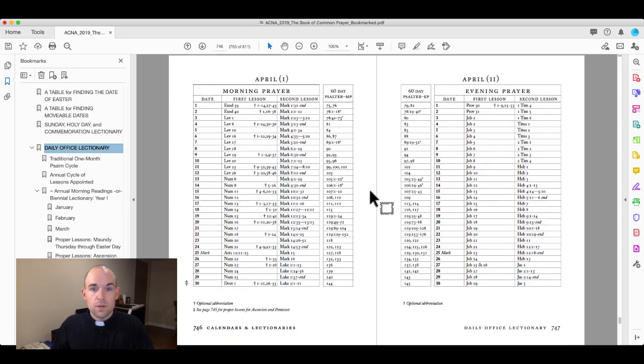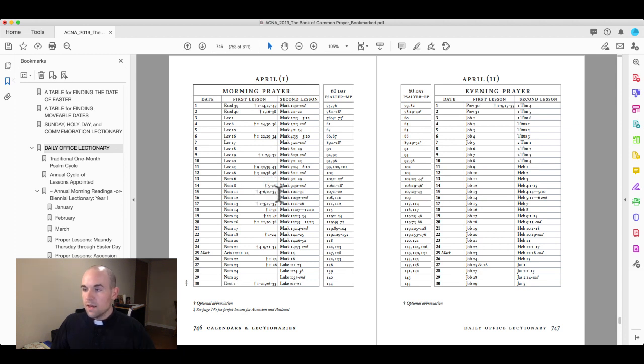Okay. So you would flip to the month and the day that you're in. Let me check the date really fast. It's April 14th today. So if you were doing morning prayer today on April 14th, you would read Psalm 106, verses 1 through 18 for the psalm. For your Old Testament lesson, you would read Numbers 8. And if you didn't want to read the whole chapter, you could just read verses 5 through 26, like it indicates there.